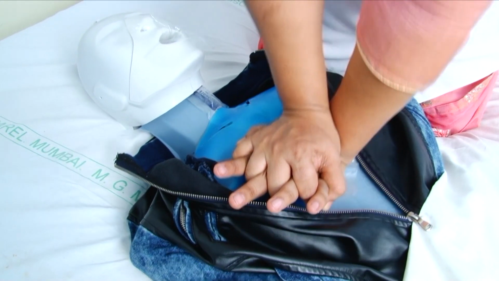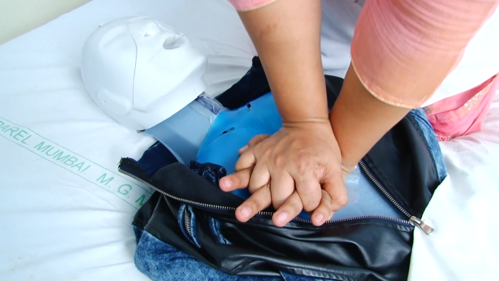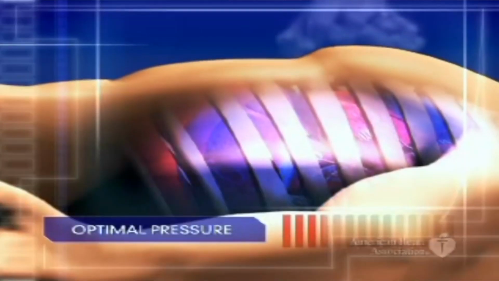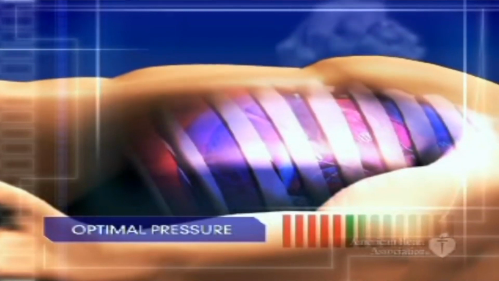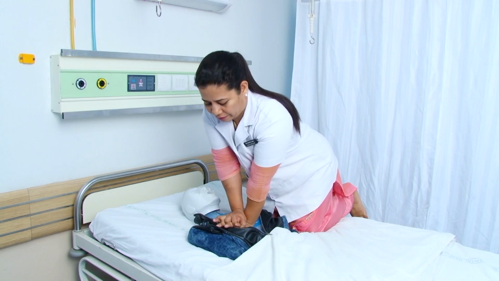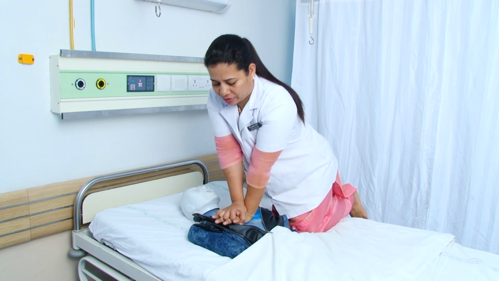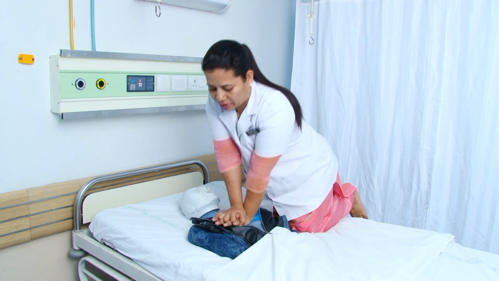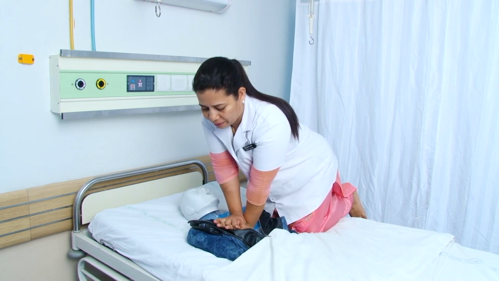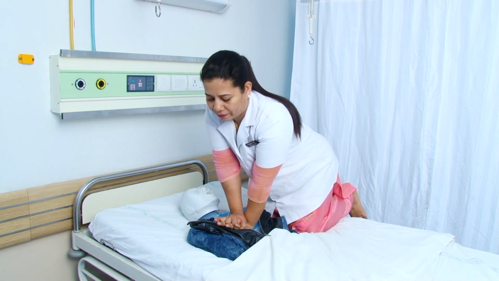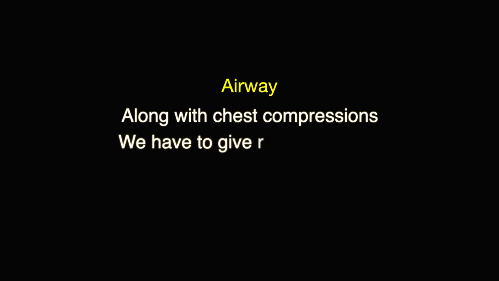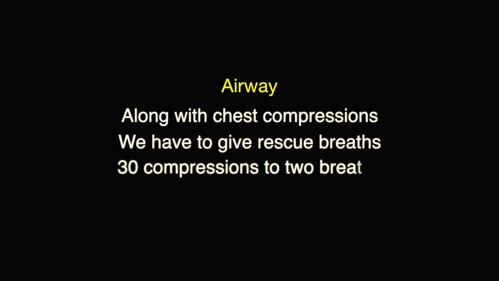Push hard, push fast. Compress at a rate of 100 to 120 per minute with a depth of at least 5 cm or 2 inches for an adult with each compression. Allow complete chest recoil after each compression. Minimize interruptions in compressions to less than 10 seconds. Give 30 compressions over 18 seconds. Airway. Along with chest compressions, we have to give rescue breaths, 30 compressions to 2 breaths.